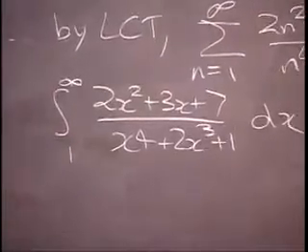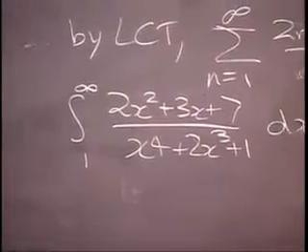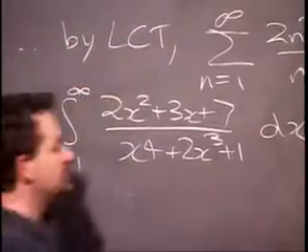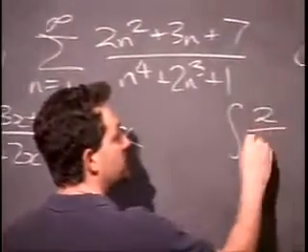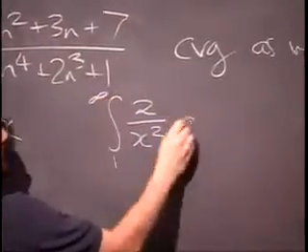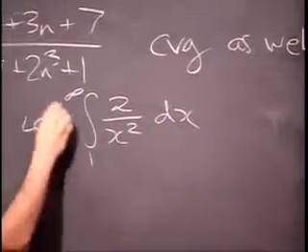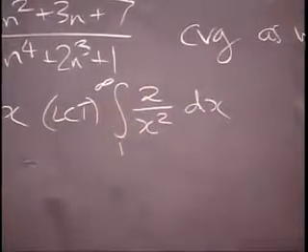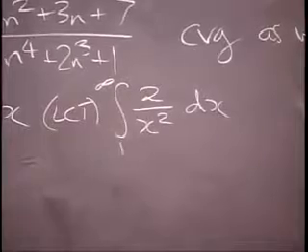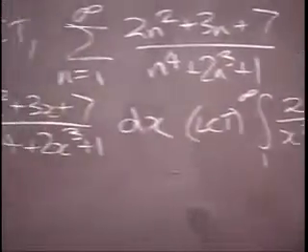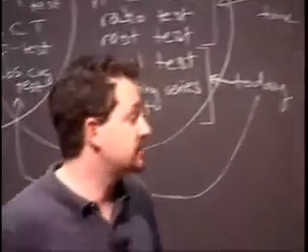Here you have x's, and instead of considering the sum, you would use the limit comparison with 2 over x squared, but that converges by the p-test. So you see, it's the same problem. It's just wrapped up in a different disguise. It's a series instead of an integral.